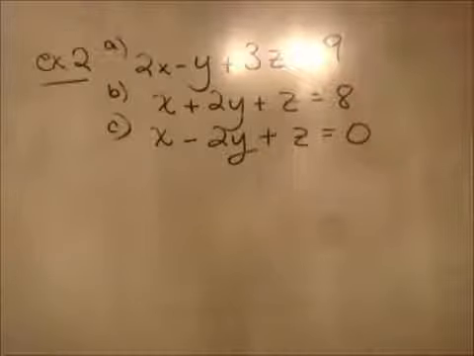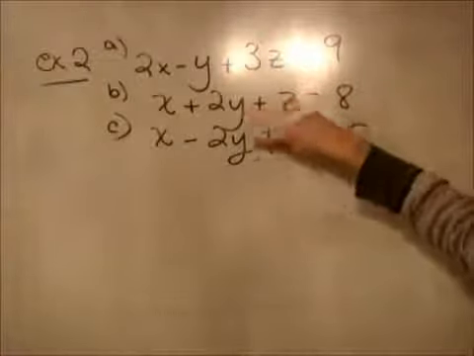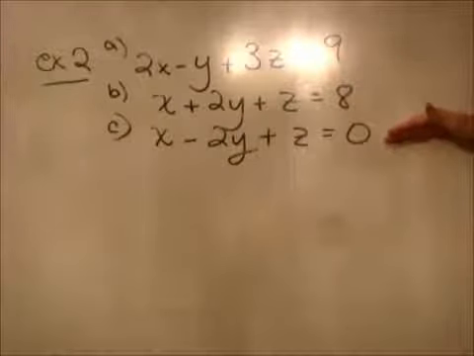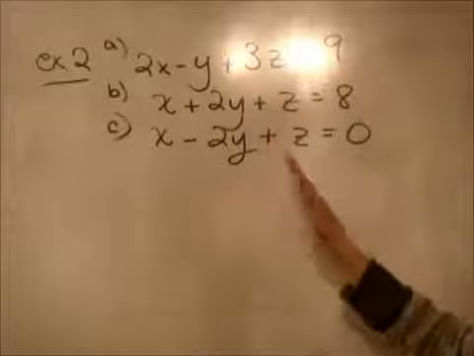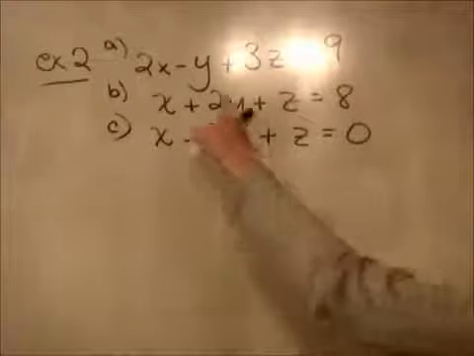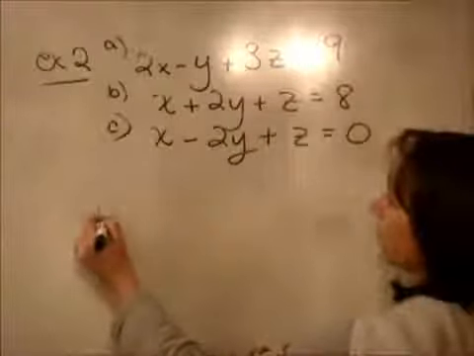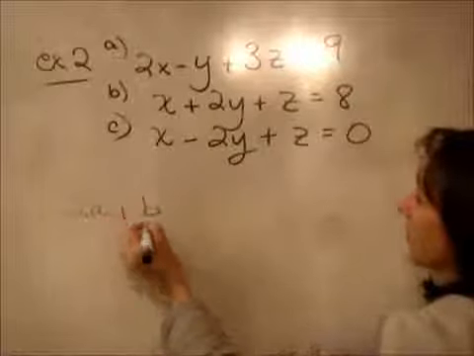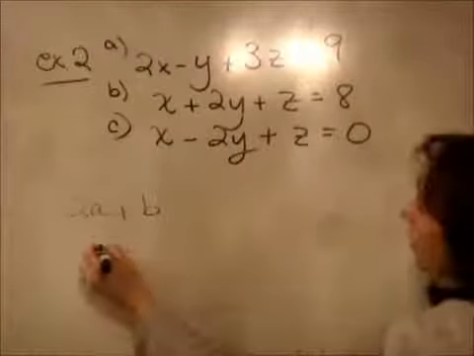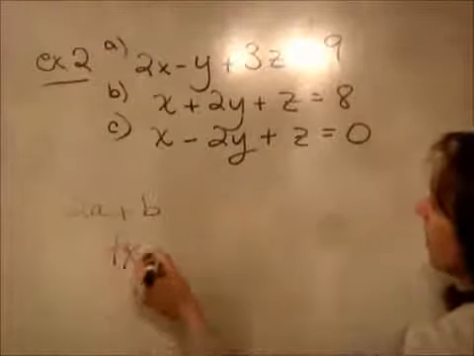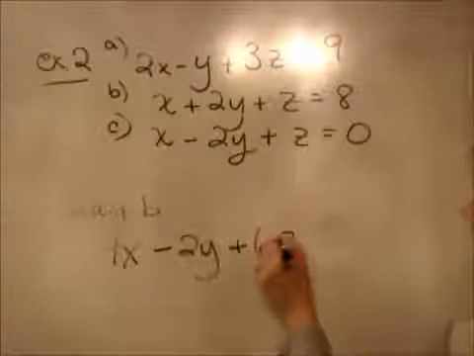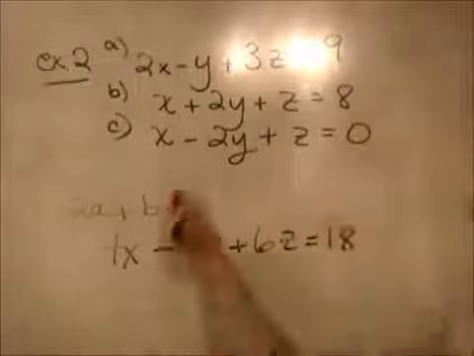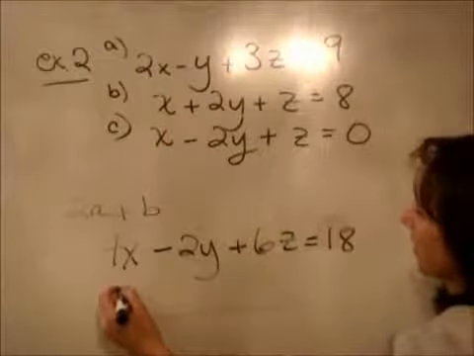What I'm going to do is eliminate the y's, because right here I can see that if I just added b and c together without multiplying anything, I would eliminate the y's. So that's the easiest thing to do. So I'm going to take a by 2 and add it to b. So here we go. 4x minus 2y plus 6z equals 18. And then you can just add it right to b then.